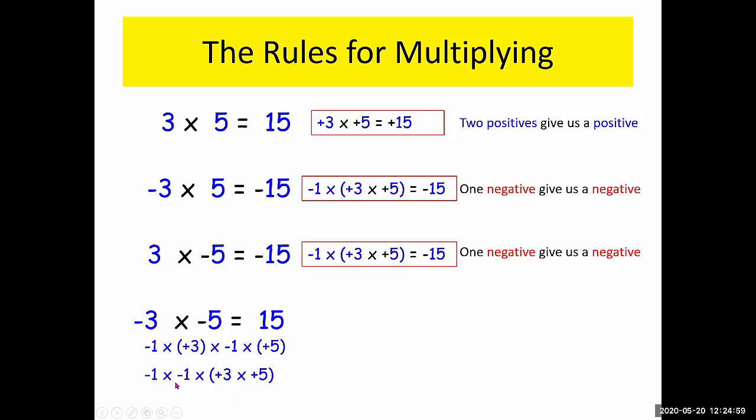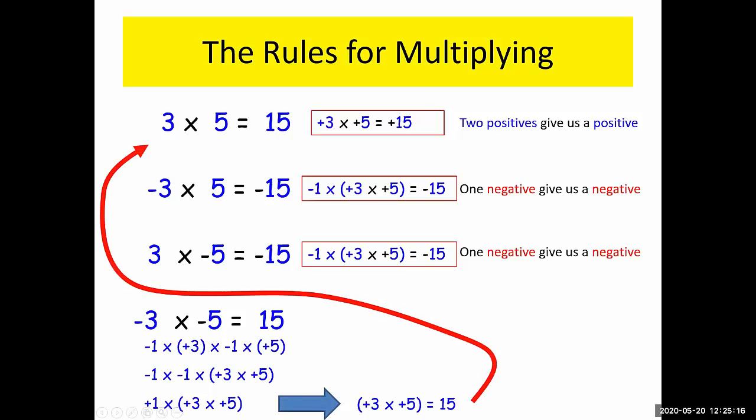But a negative times a negative, we said, will give us a positive. So I end up with a plus 1 times a 3 times 5. Well, 3 times 5 is 15, and times it by 1 is still going to give me 15. Let's just move it across there. So 3 times 5 is 15. And believe it or not, that's really the same problem as the first one. I've ended up with 3 times 5 again.